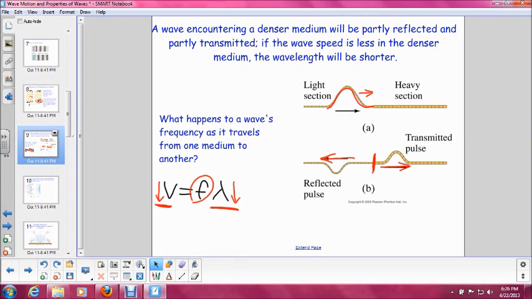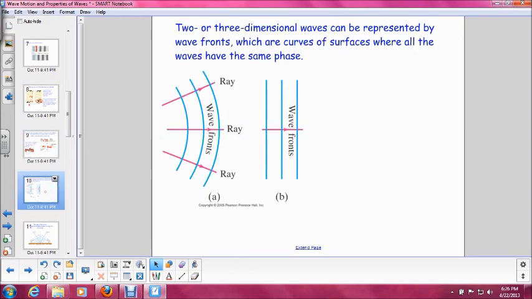Now, this is all cool and fine, but a sine wave doesn't really accurately show us a picture of what most waves are doing. And because of that, we draw waves by using wavefronts. Now, a wavefront is a curve of whatever medium the wave is moving through.